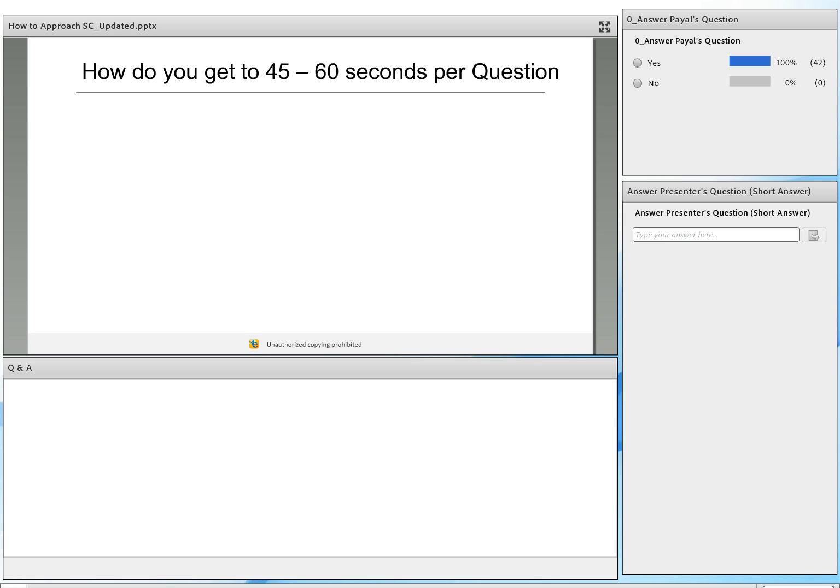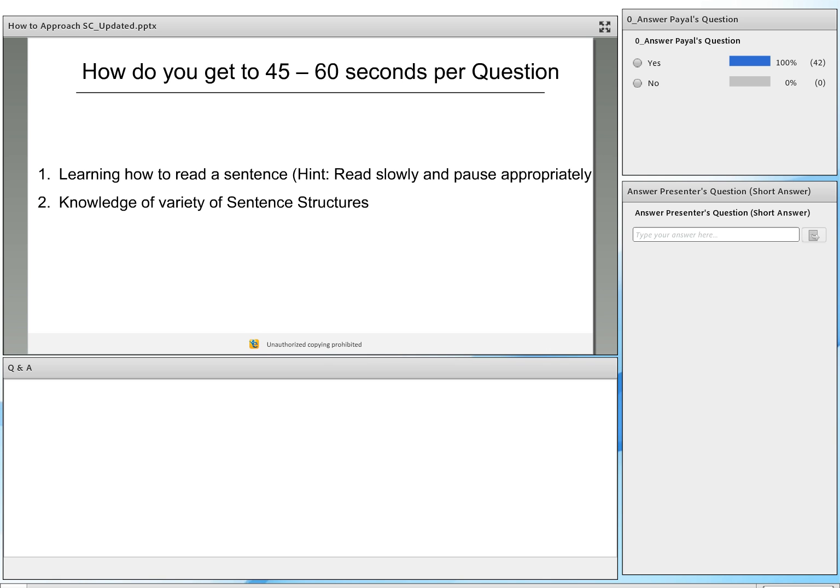Now, the question definitely is, how do you get to that 45 to 60 seconds per SC question? Ultimately, you have to answer questions in the test environment. Okay? So there are 2 things that you need to know. The first thing is, you need to learn how to read a sentence. You have to read slowly and pause appropriately. You can't just go and practice any random questions out there. No. You have to practice using the right kind of content so that you get the knowledge of the variety of sentence structures that are present.